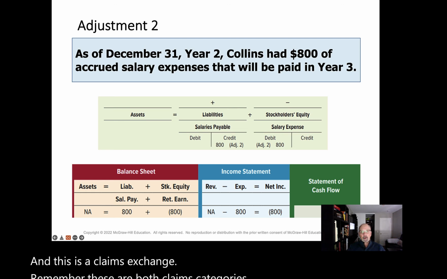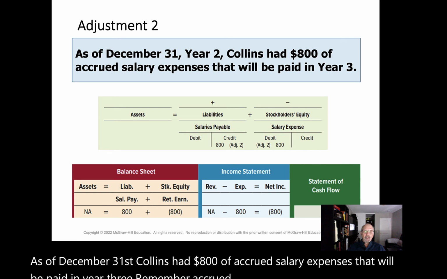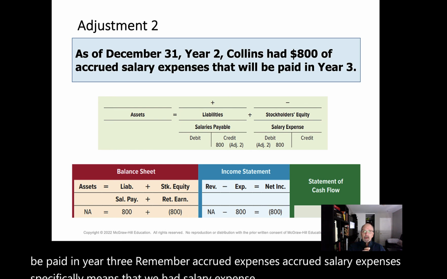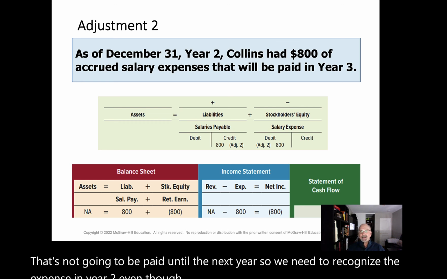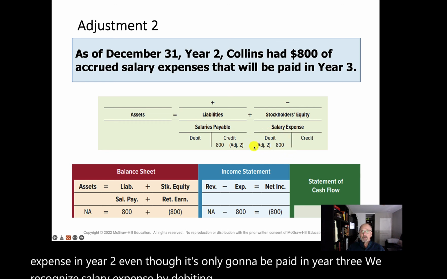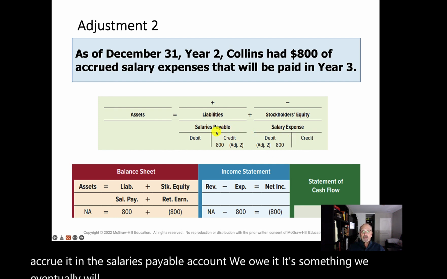As of December 31st, Collins had $800 of accrued salary expenses that will be paid in year 3. Remember, accrued salary expenses specifically means that we had salary expense in 1 year that's not going to be paid until the next year. So we need to recognize the expense in year 2, even though it's only going to be paid in year 3. We recognize salary expense by debiting salary expense $800, and we accrue it in the salaries payable account. We owe it. It's something we eventually will have to pay. So it's a credit of $800 to salaries payable.